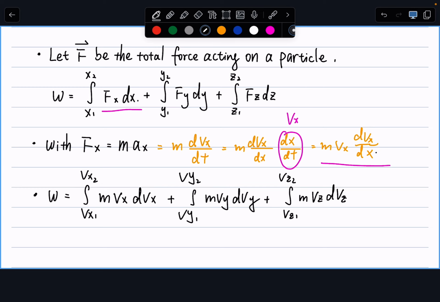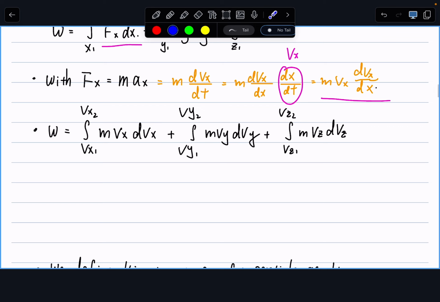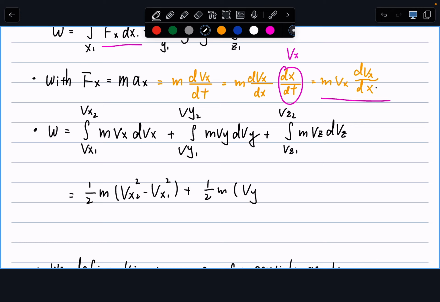Solving these integrations is now pretty straightforward. It's just vx dvx, and you get the first integral to be 1/2 m times (vx2 squared minus vx1 squared). The same applies to 1/2 m (vy2 squared minus vy1 squared) plus 1/2 m (vz2 squared minus vz1 squared). Or just a change of kinetic energy in general, right?